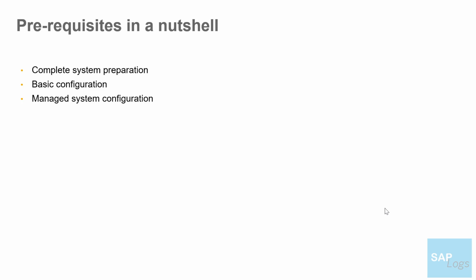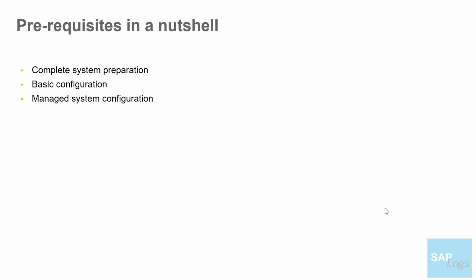So the prerequisites in a nutshell, what we discussed: complete system preparation in Solution Manager once you have installed it, and complete the basic configuration and managed system configuration, so that you can make sure that all the required information about your managed systems is properly communicated to the SAP backbone through the SLD and LMDB. Only if the SLD and LMDB are sending the right information to the SAP support portal will you be able to see the correct information when you're using tools such as Maintenance Planner. Otherwise, you will see wrong information in the Maintenance Planner.